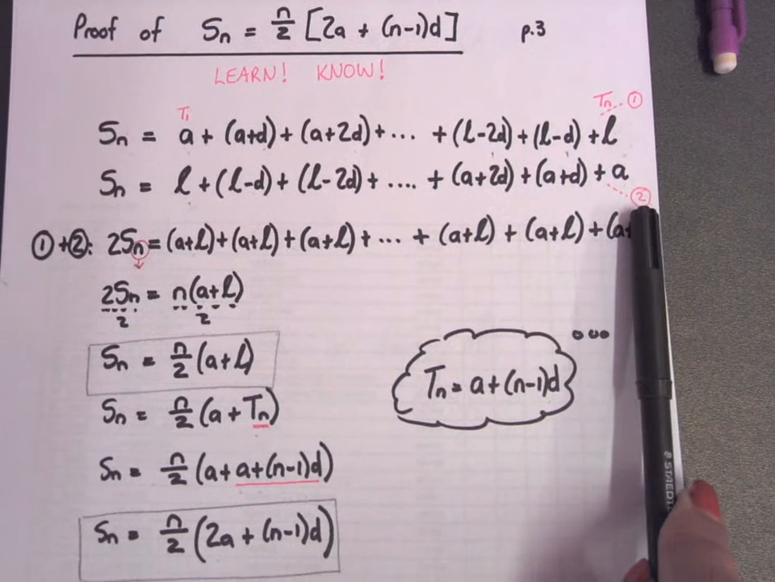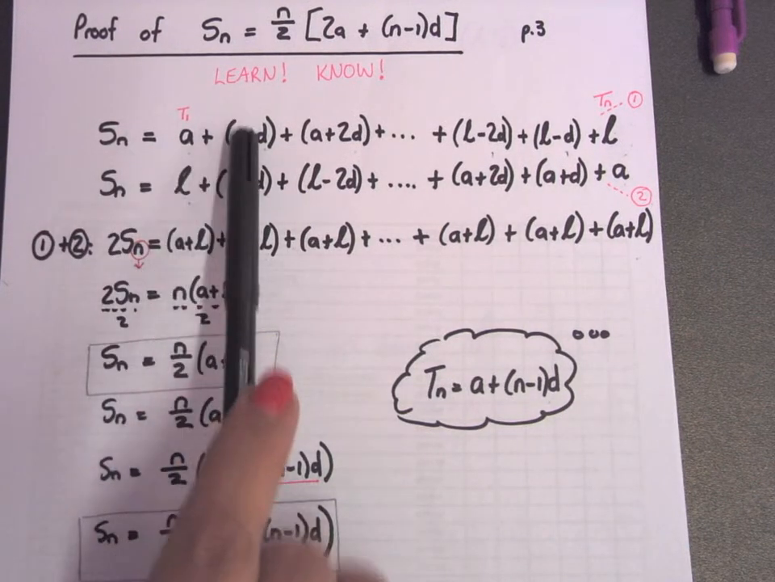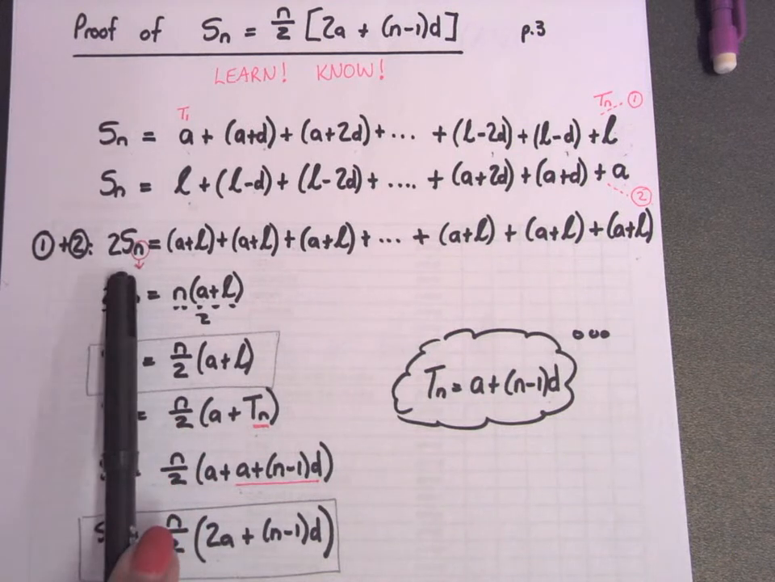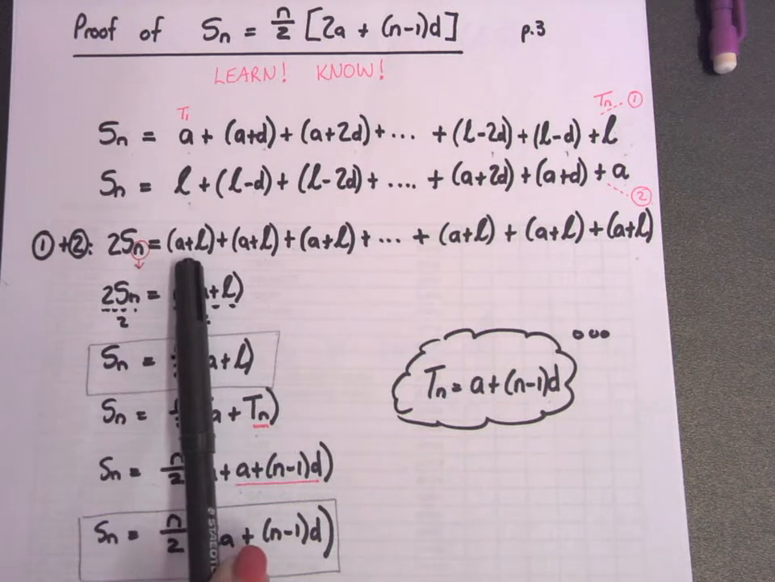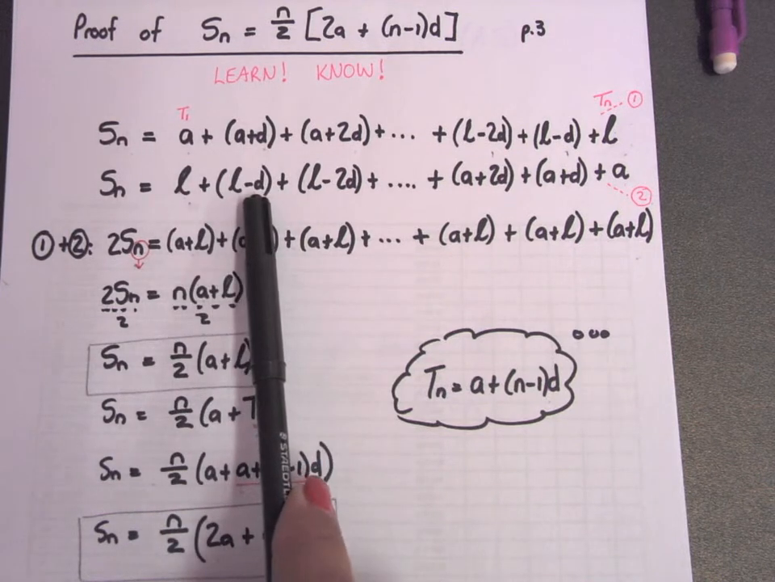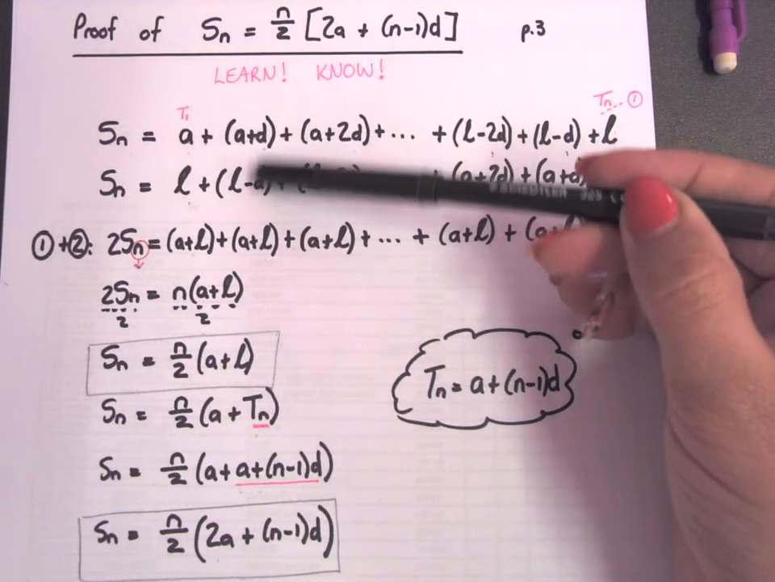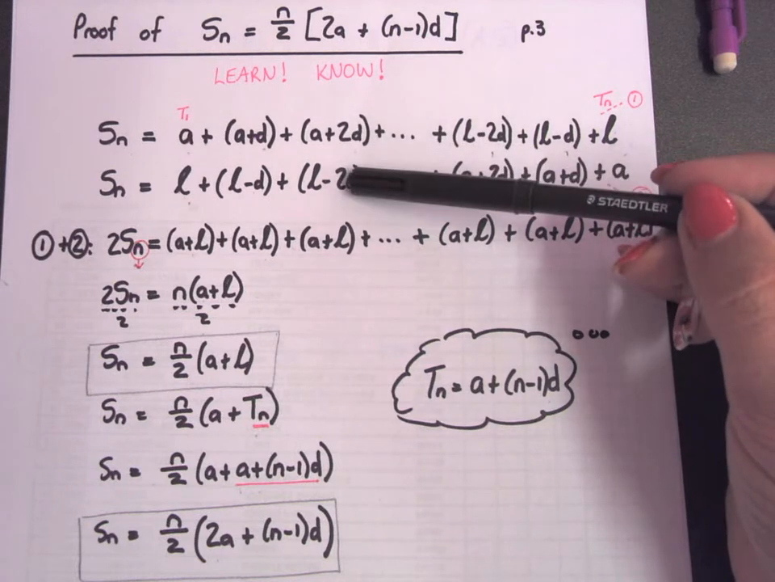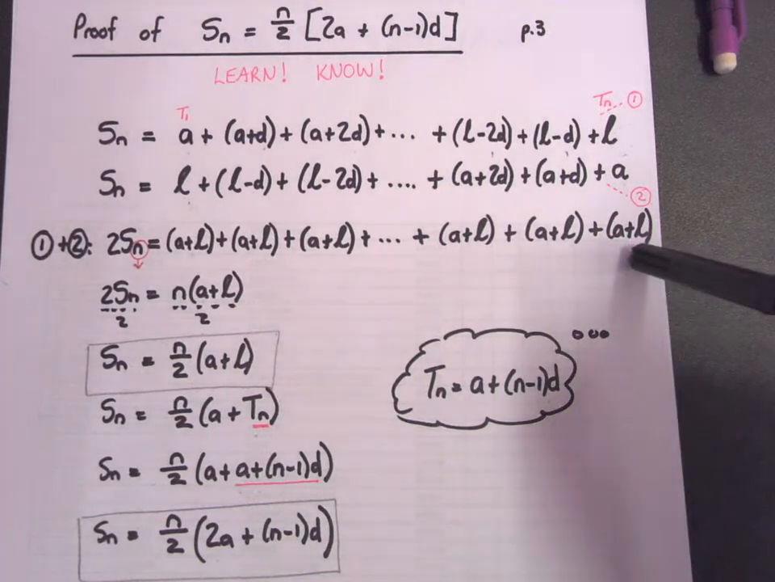Now to get to the sum formula, we simply add all these terms. So Sn plus Sn gives you 2Sn. A plus L is A plus L. A plus D plus L minus D gives me A plus L because the D's cancel out. The same here, the two D's cancel out and you get A plus L up until the end of the row.